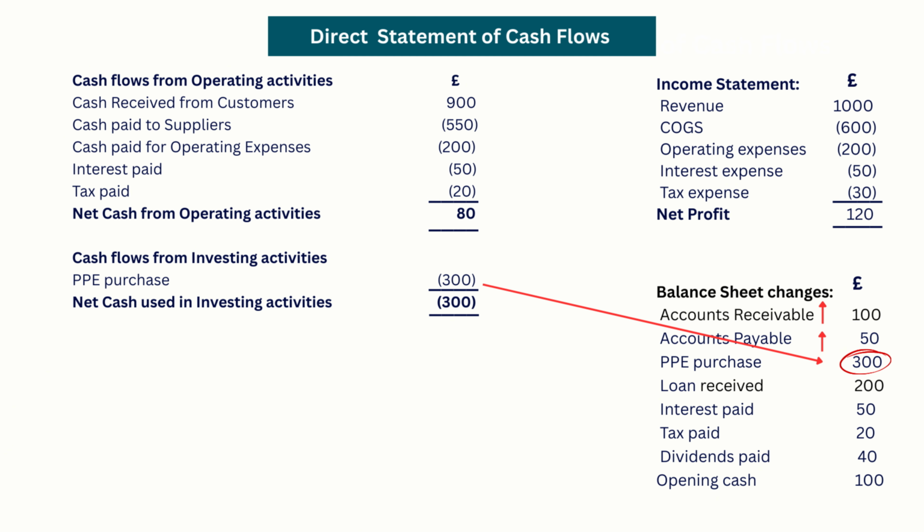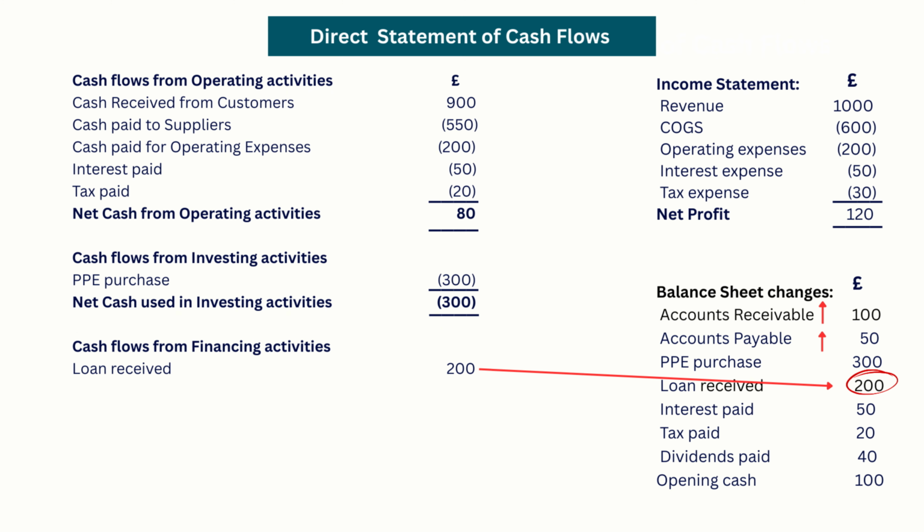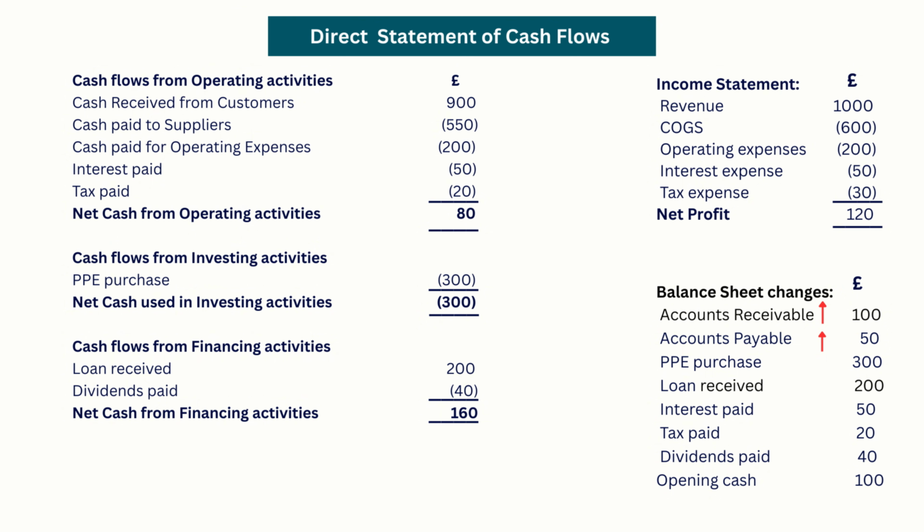Investing activities relate to long-term assets. Plant, property and equipment purchase is 300. The company purchased equipment costing 300. This is a cash outflow. Net cash used in investing activities is 300. Financing activities relate to how the company is funded. The company borrowed 200 but paid 40 in dividends, so net financing inflow is 160.